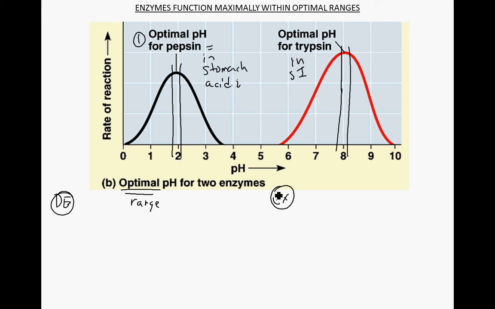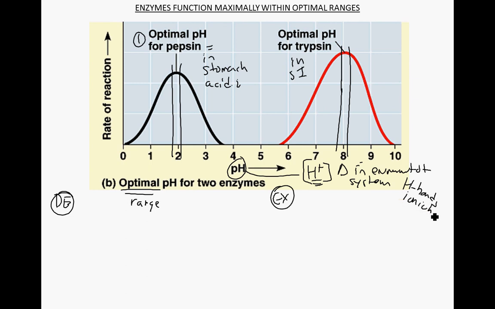I will tell you that this is going to be about changes in pH, which, if you don't know, is a function of the hydrogen ion concentration. So if I'm dealing with hydrogen ion concentrations, I'm going to be changing that in the environment of the system. And if I'm playing with this, this is going to be affecting hydrogen bonds. It's also going to be affecting ionic bonds between R groups.